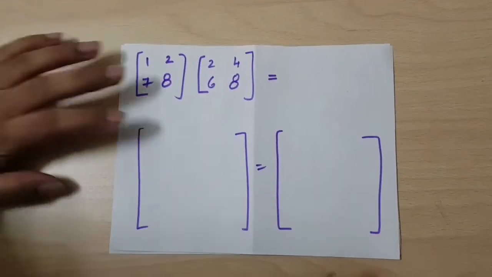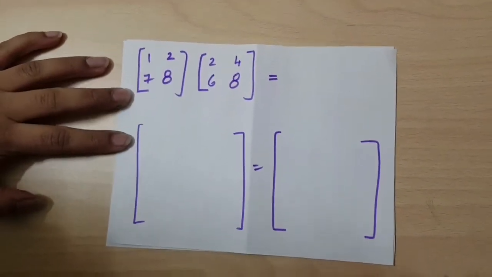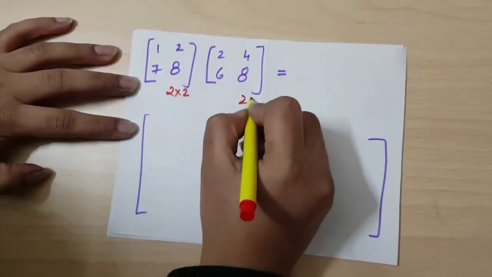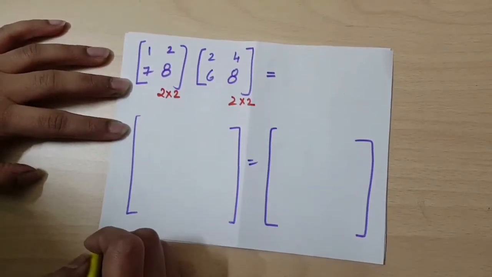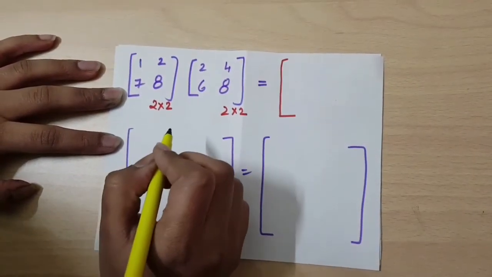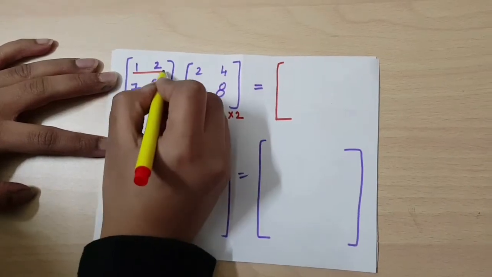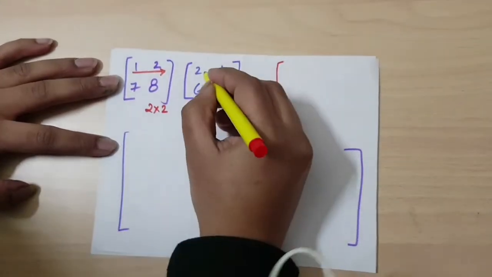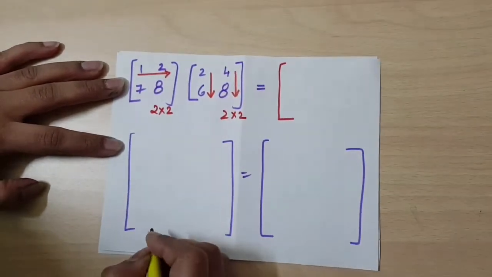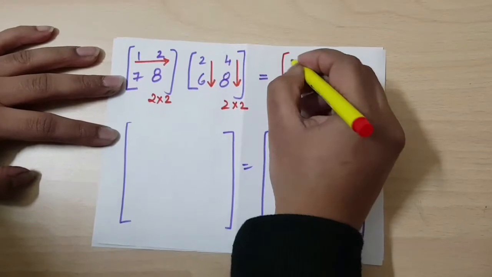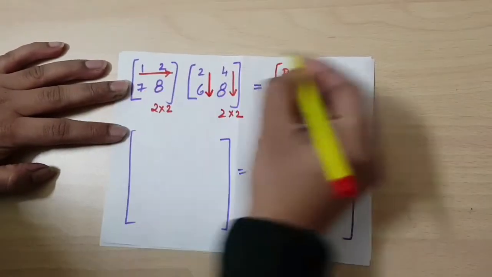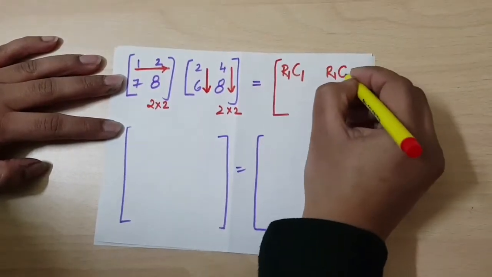Now let's see how to multiply these matrices. The first matrix is of the order 2 rows by 2 columns. The second one is also of the order 2 rows by 2 columns. We have to multiply every row of the first matrix with the elements of the columns in the second matrix. Therefore, the first element will be row 1 multiplied by column 1. The second one will be row 1 multiplied by column 2.